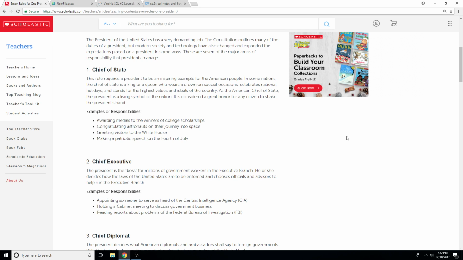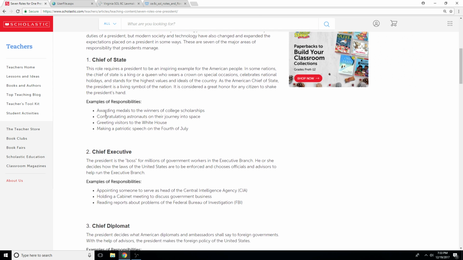So the role requires a president to, blah, blah, blah. Really what it comes down to is this is where you need to focus on special occasions, celebrate national holidays. It's where they're giving out a medal, doing the 4th of July speech, lighting up the Christmas tree for the holidays. Basically they're doing stuff that makes them look good, but it's not changing our economy. It's not making our country safer. It's not doing anything other than just good public relations. It looks good to the public. So that's the chief of state one.